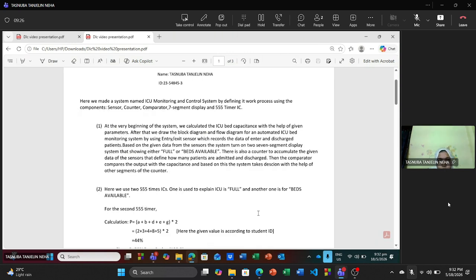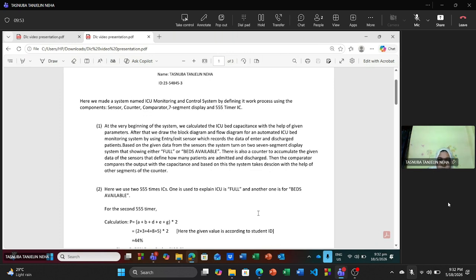After that, we drew the block diagram and flow diagram for an automated ICU bed monitoring system by using entry and exit sensors, which record the data of entering and discharged patients. Based on the given data from the sensors, the system turns on two 7-segment displays showing either full or beds available.